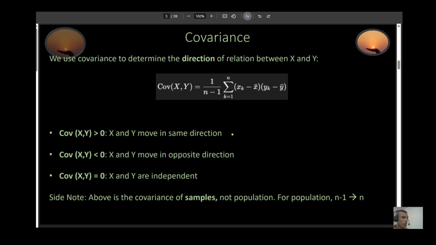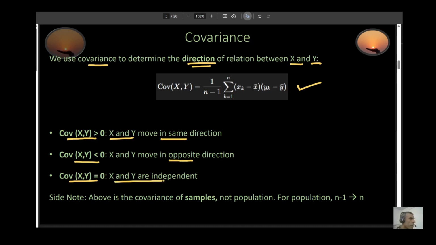So in statistics, we use covariance to determine the direction of relationship between x and y. And this is the formula for covariance. Now, if your covariance is positive, it means that x and y move in the same direction. If your covariance is negative, that means x and y move in the opposite direction. And if your covariance is 0 or almost 0, then x and y are said to be independent.